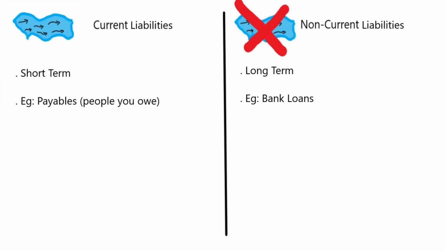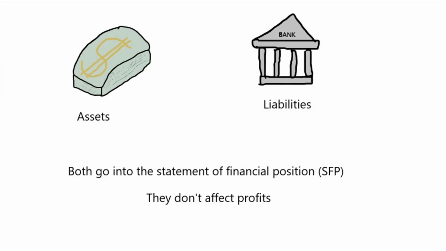You also have current and non-current liabilities. So they're a similar concept. Current is short-term, non-current is long-term. Short-term could be a payable, aka someone you owe, like a supplier. A long-term could be something like a bank loan. Assets and liabilities will be put into statements of financial position, as they don't affect your profits, only your capital. Although I'll go deeper into statements in another video.